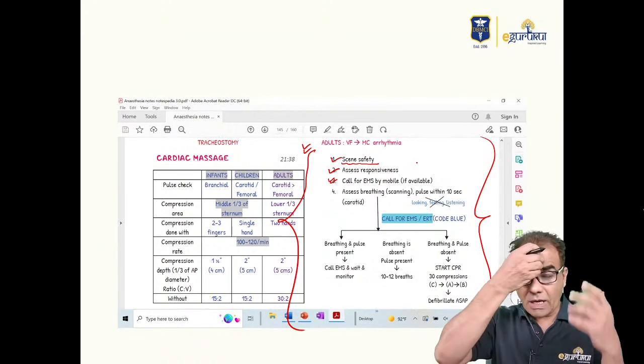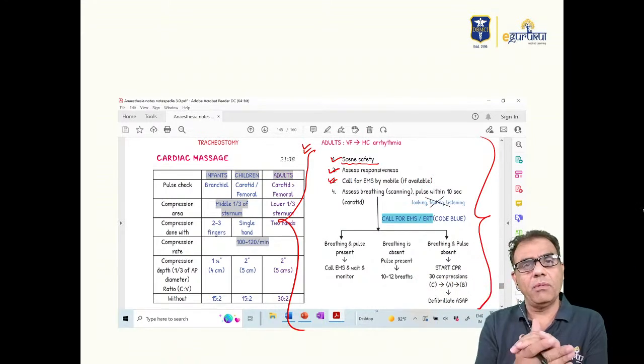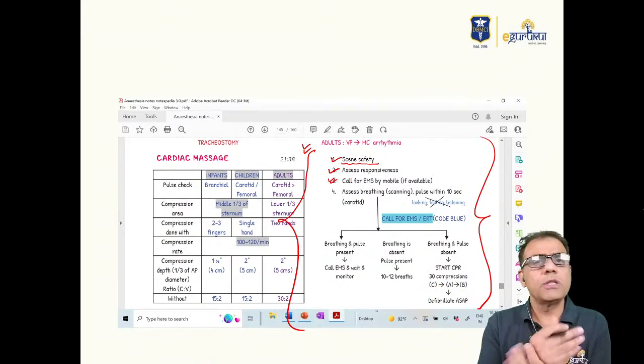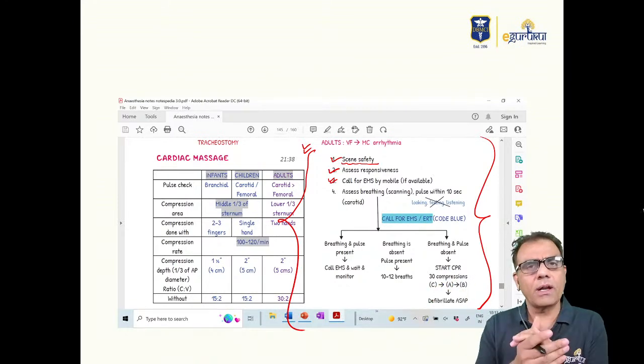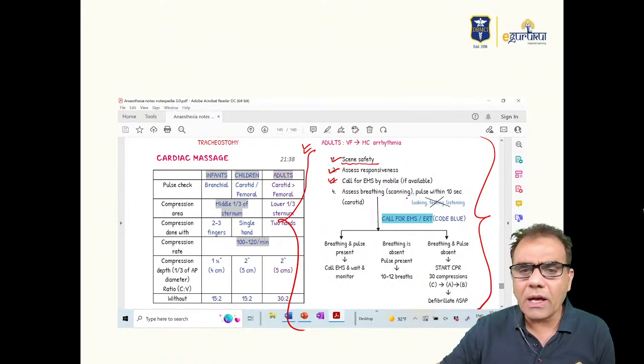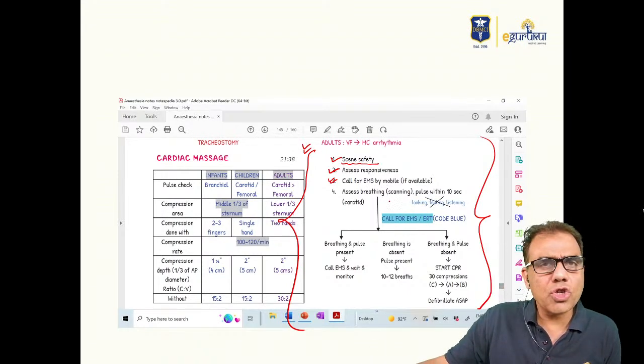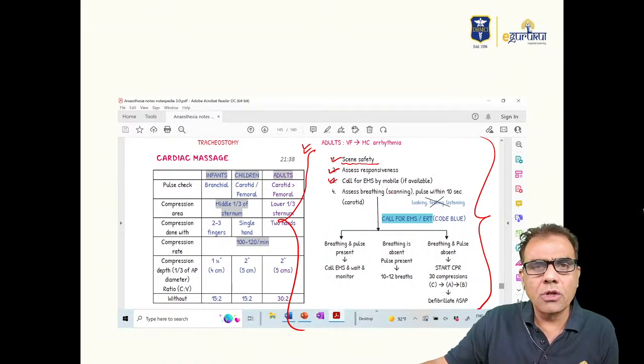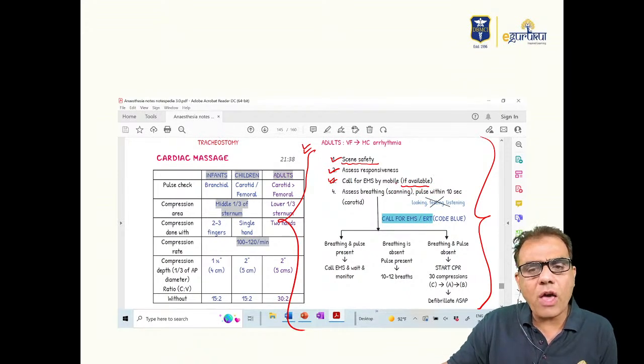Here you know that every app is available, pizza app, burger app, or undergarments app you will see, but nobody is bothered about a life app in our country. Hardly, I don't think there is any such app. And the American Heart Association also knows that it is not there in the majority of countries. That is why they said if available. So assess responsiveness, and if you have a mobile app, then go for it.